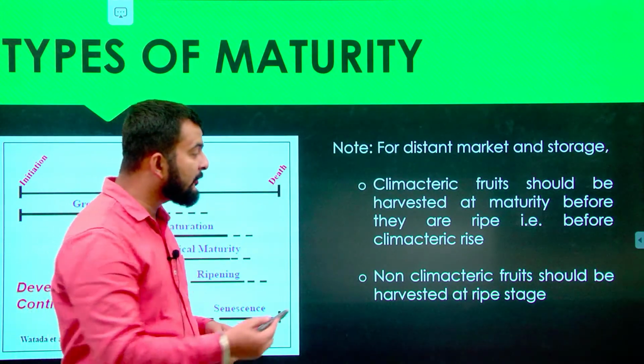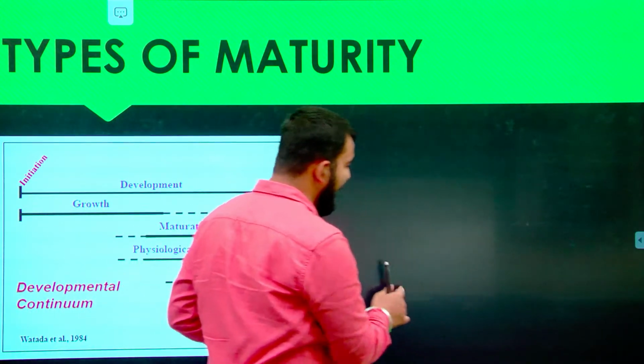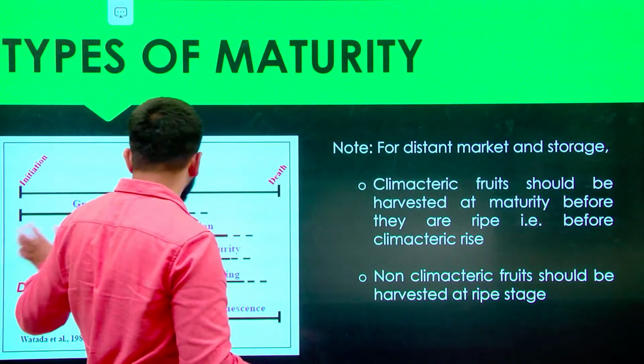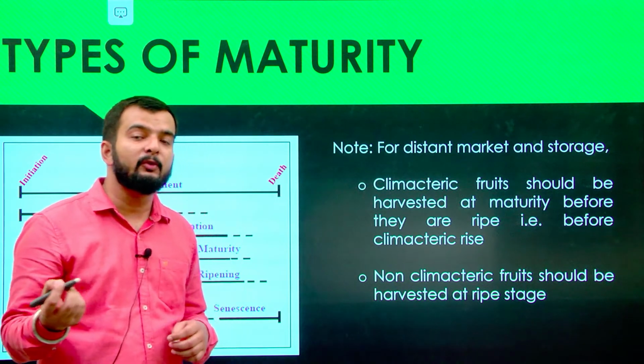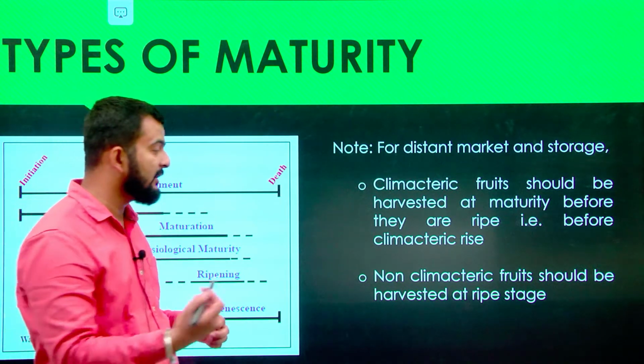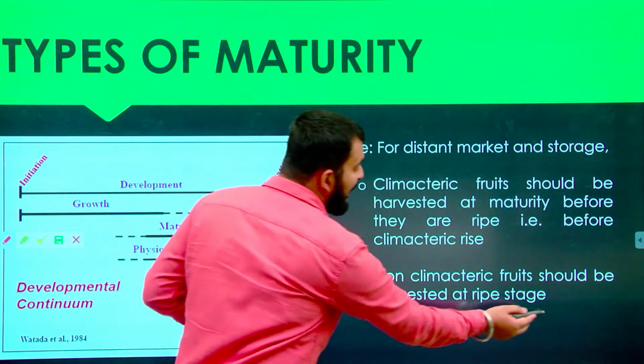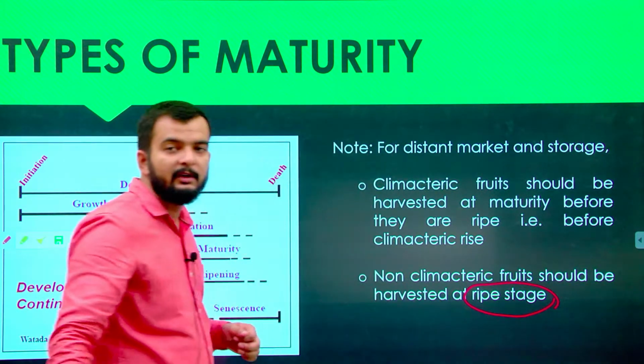Now non-climacteric fruits should be harvested at a stage when they are completely ripe. As discussed, non-climacteric fruits will not ripen after harvesting, thus they should be harvested only after the ripening stage has been achieved.